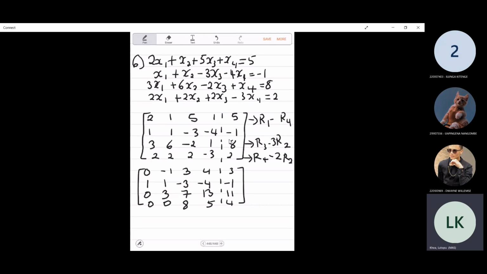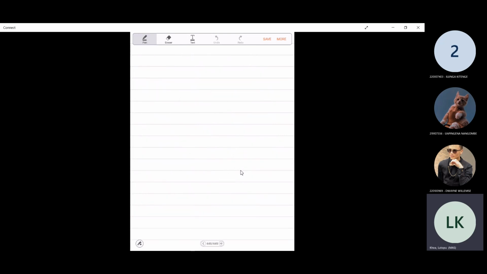Okay, then we say we want to interchange row 2 and 3. So we're going to interchange row 1 and row 2. And then this row here, we will divide it by negative 1. And then, yeah, let's do that.